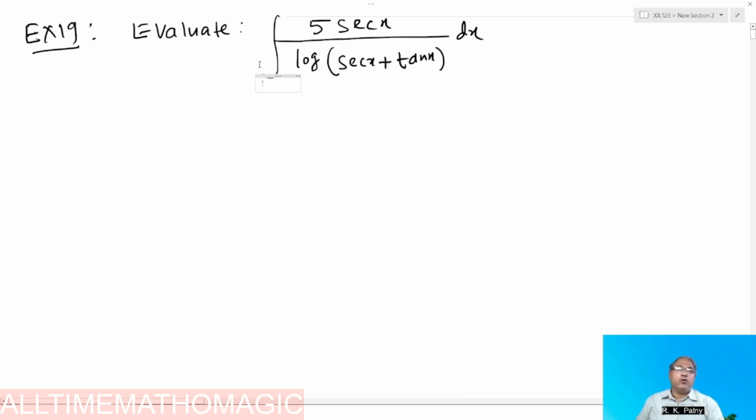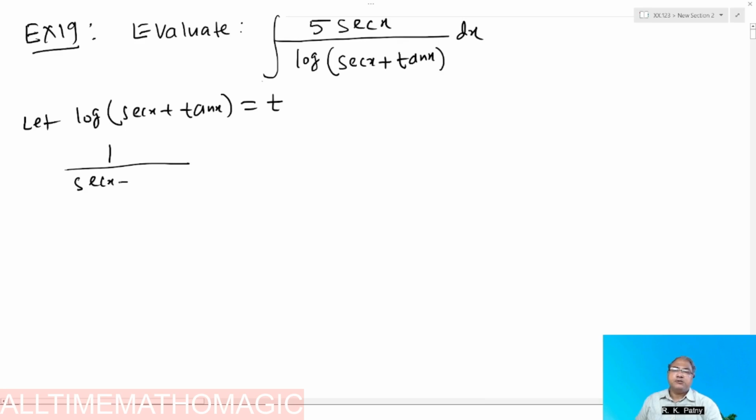Example number 19. Evaluate the integration of 5 sec x upon log of sec x plus tan x with respect to x. Solution. Let log of sec x plus tan x equal t. Now we apply the chain rule. The derivative of log is 1 upon sec x plus tan x, and the derivative of sec x is sec x tan x, and the derivative of tan x is sec square x, equals dt by dx.